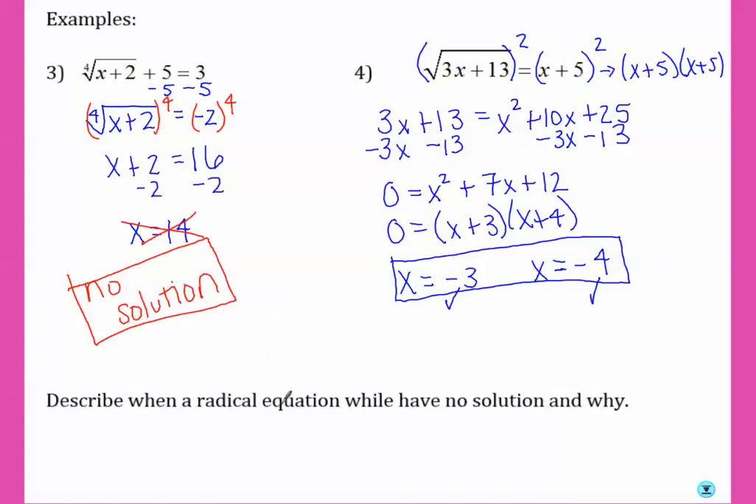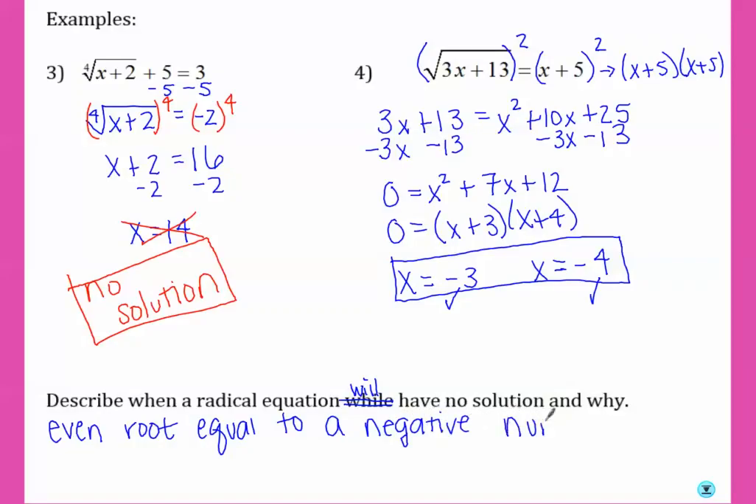A radical equation will have no solution when we have an even root equal to a negative number. Like here, we had a fourth root equal to a negative 2.